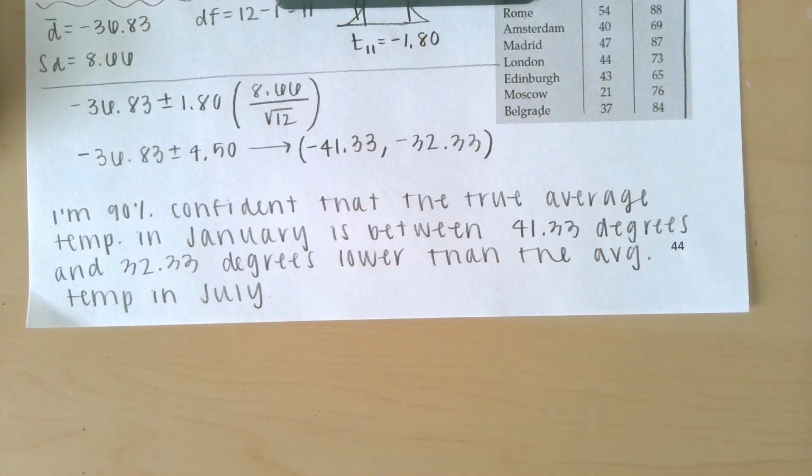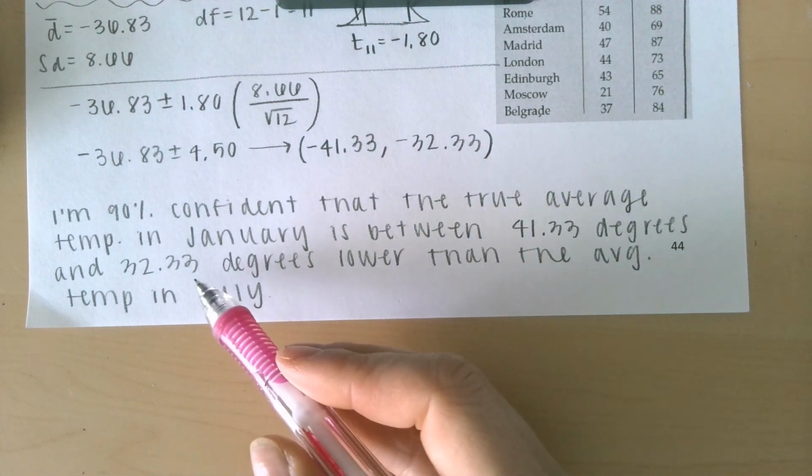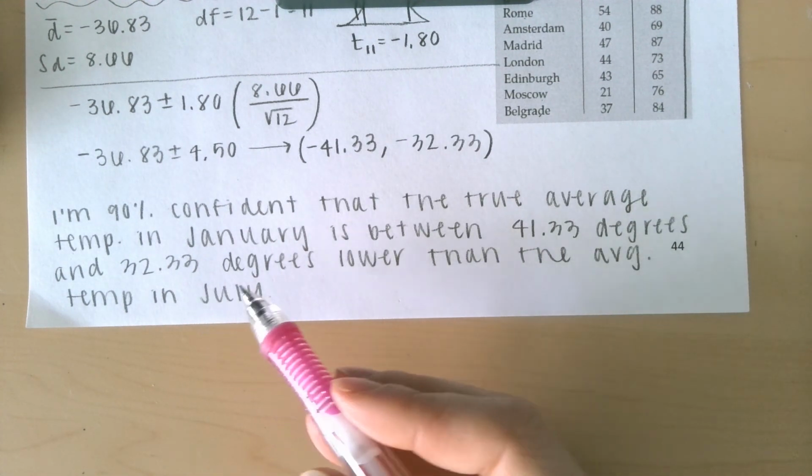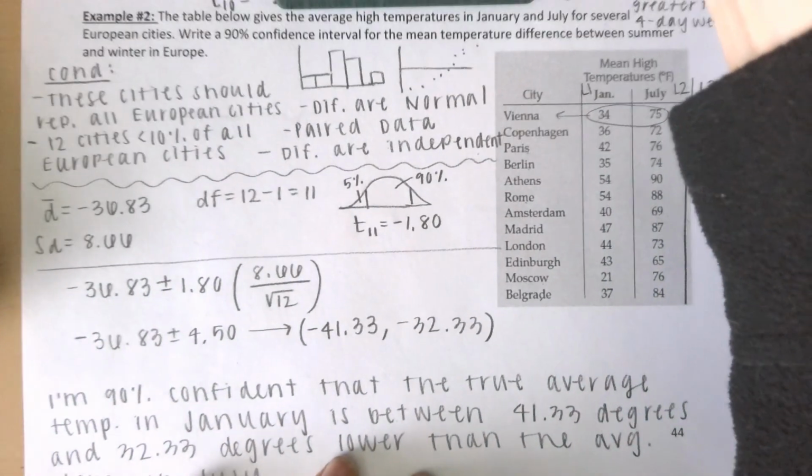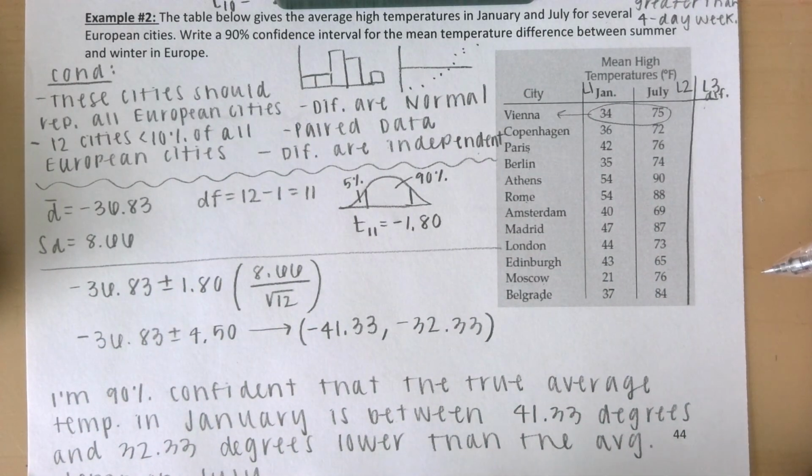Okay, the last part then is that interpretation. So I said I'm 90% confident that the true average temperature in January is between 41.33 degrees and 32.33 degrees lower than the average temperature in July. Okay, hopefully you're noticing that these paired t intervals are almost the exact same as your one sample t interval. The only difference is that you're finding that one sample, you're finding those differences using the paired data that they give you in the very beginning.